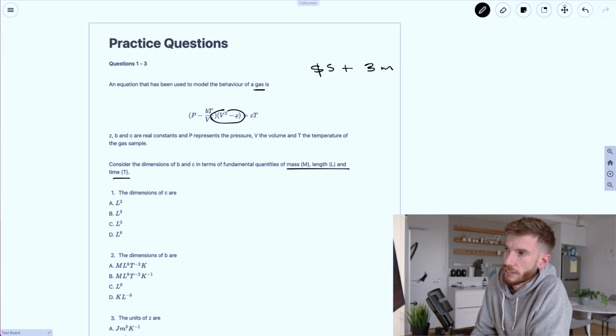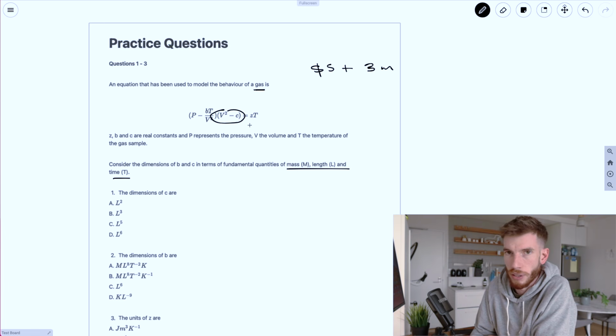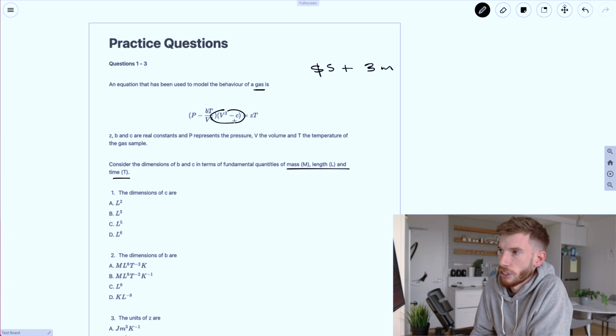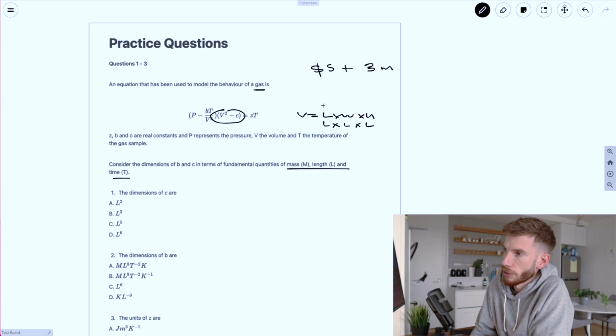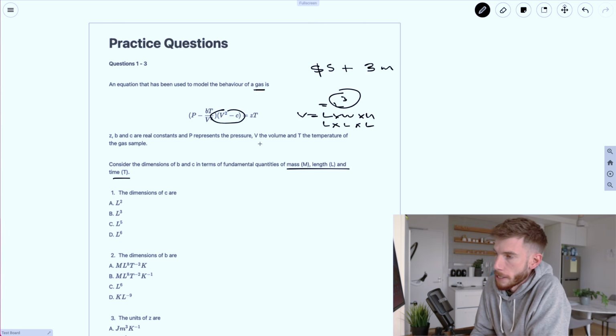So if we're subtracting C from the square of volume, then technically the dimensions of C should be the exact same as the dimensions of the square of volume. Now, we don't have a dimension for volume specifically, so we have to think about what dimensions it has. The basics of volume is length by width by height, but they're all length dimensions. So really volume is equivalent to length cubed.